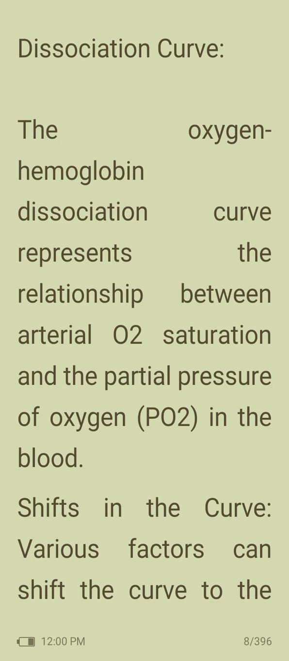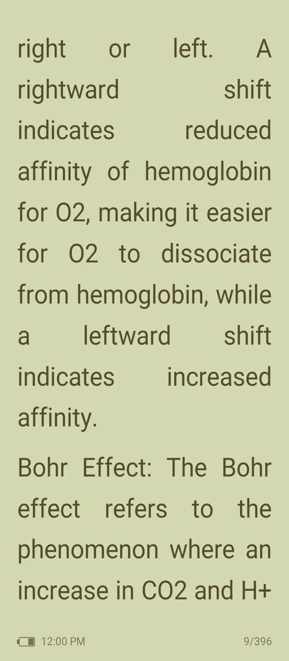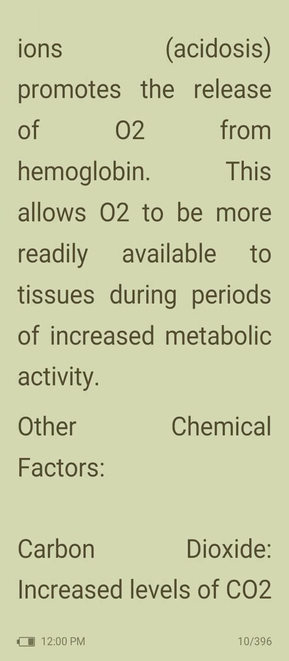Then the oxygen hemoglobin dissociation curve. The oxygen hemoglobin dissociation curve represents the relationship between arterial O2 saturation and the partial pressure of oxygen in blood. Shifts in the curve: various factors can shift the curve to the right or left. A rightward shift indicates reduced affinity of hemoglobin for O2, making it easier for O2 to dissociate from hemoglobin, while a leftward shift indicates increased affinity. Then the Bohr effect. The Bohr effect refers to the phenomenon where an increase in CO2 and H+ ions promotes the release of O2 from hemoglobin. This allows O2 to be more readily available to tissues during periods of increased metabolic activity.